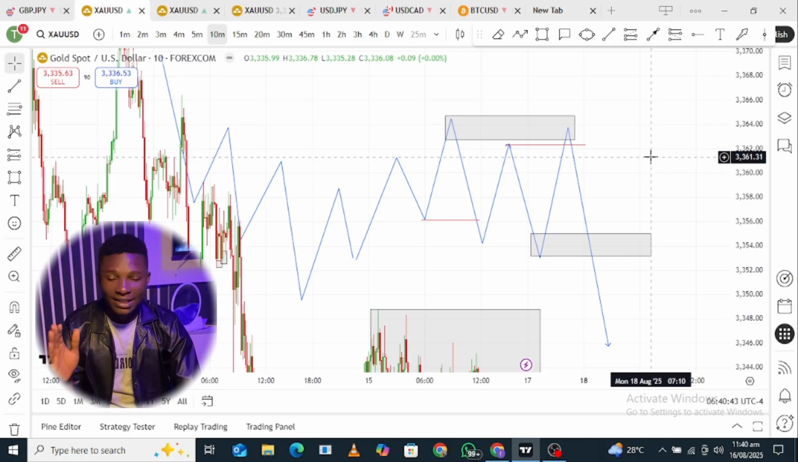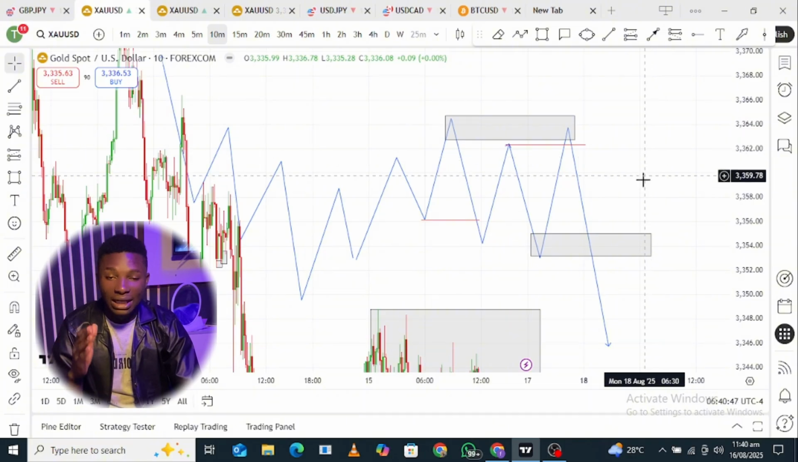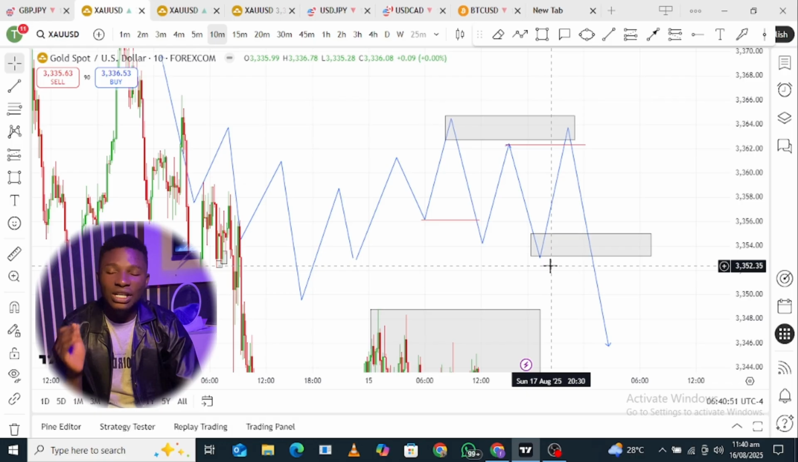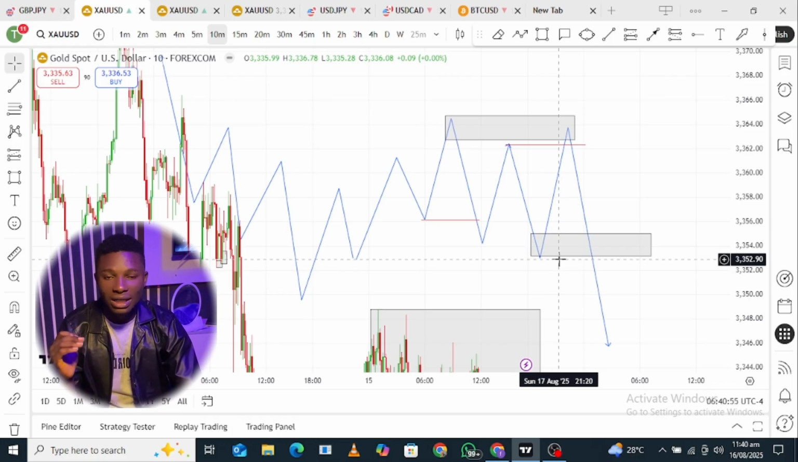Anyway, shout out to ICT. Yeah, it's very, very good. But this is what I learned from him. But after some time, I discovered that this does not actually work every single time. So there are places to use this, and there are places not to use this. That's one thing that you have to understand as a trader: when to use some strategy and when not to use some strategy.